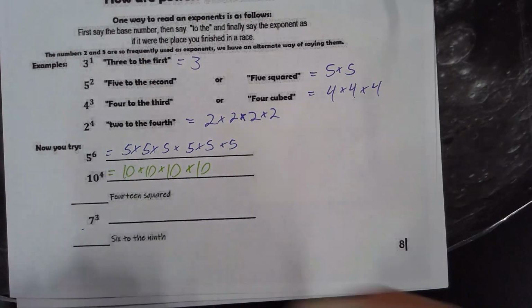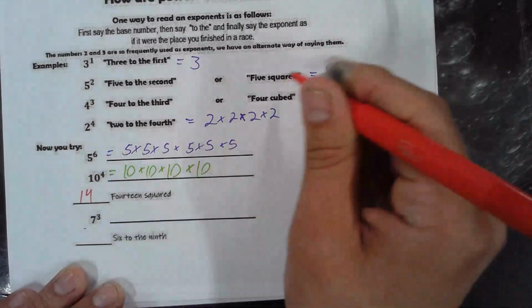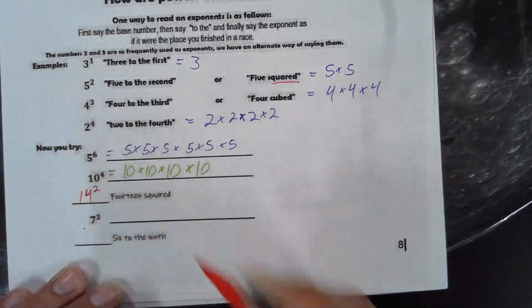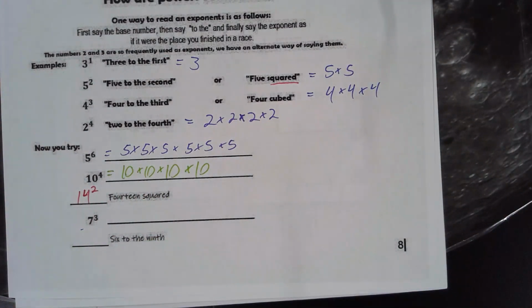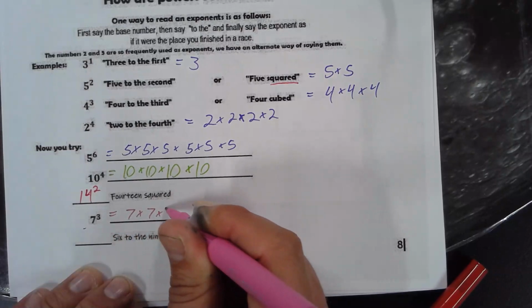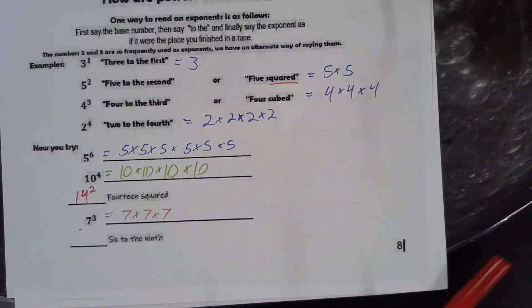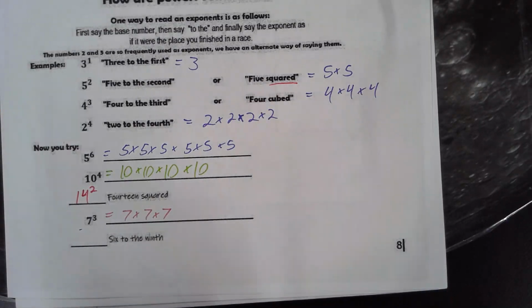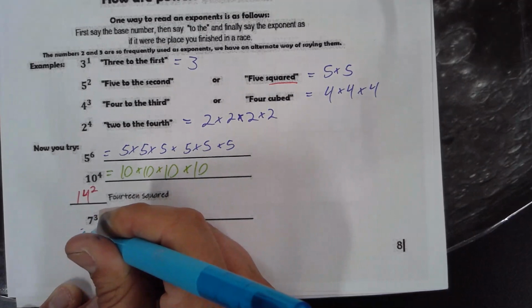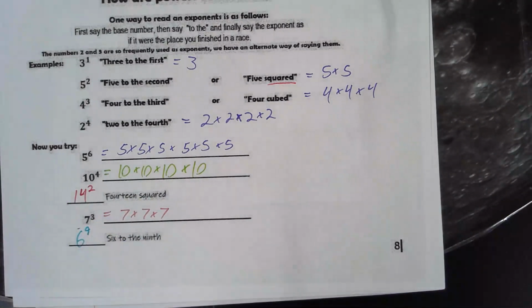Yep, so 14 squared would be 14, and remember, squared means 2. So, yeah, there we go. 7 to the 3rd. Yep, I should have 3 7s: 7 times 7 times 7. 6 to the 9th. Well, it's 6 with a 9 exponent, right? Yeah. And there we go.